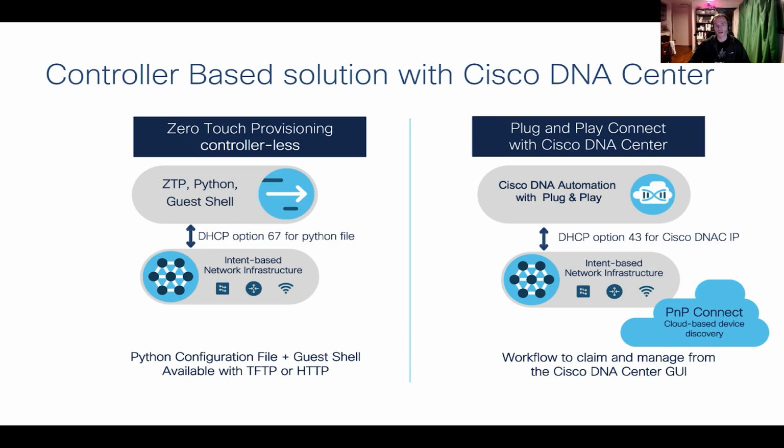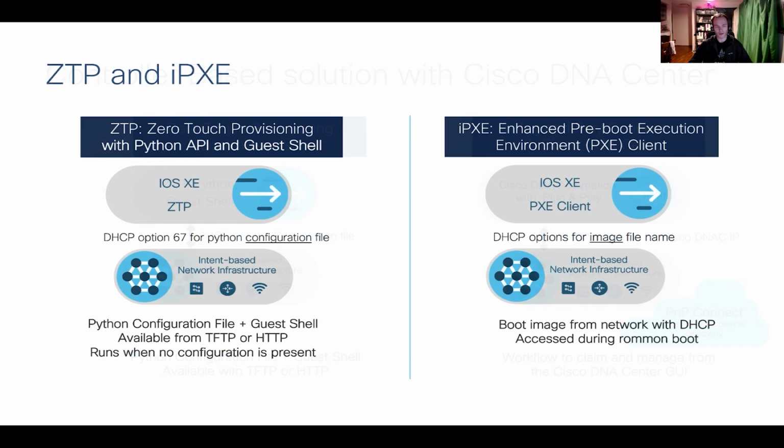The Cisco DNA Center solution is the controller-based solution where we can use a workflow to claim our device and manage the configuration and the code version on there. That's tightly coupled with the Cisco DNA Center solution, whereas the ZTP solution is controllerless. Using ZTP as well as iPXE, it's up to us as network operators to run the network infrastructure, typically DHCP, as well as manage the Python file and the code files to get our devices to where they need to be. So, just some comparison between ZTP and iPXE.